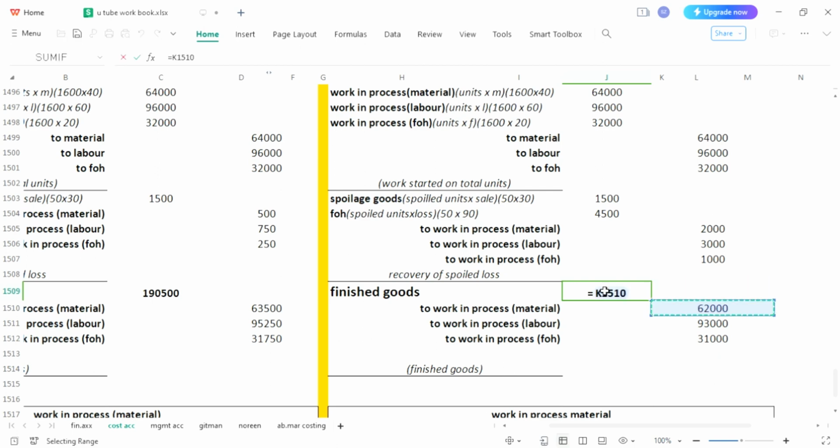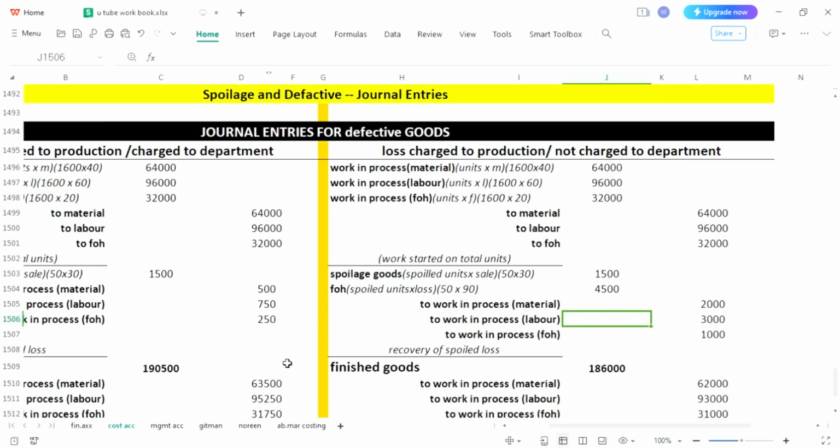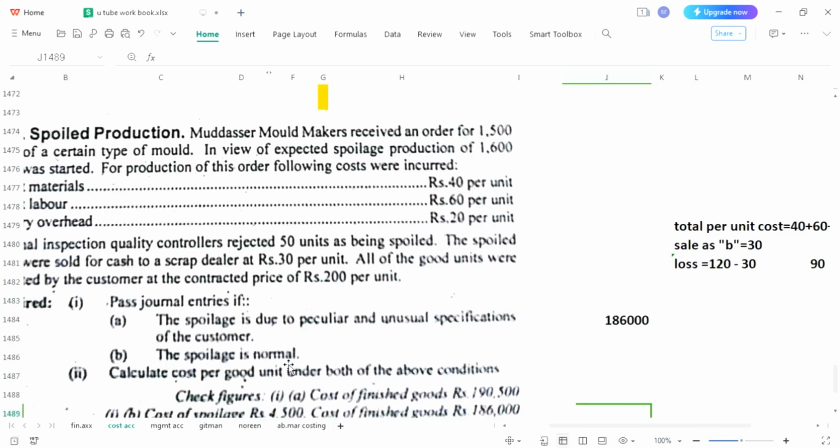Some of these amounts would be written in front of finished goods to get equalizer of debit and credit. So on credit side we have 62,000, 93,000 and 31,000. Some of these amounts would be written over here. In this way you can see over here cost of finished goods for B part is completed, 186,000, and cost of spoilage is also mentioned, 4,500. You can see here your answer 4,500 and second answer 186,000.